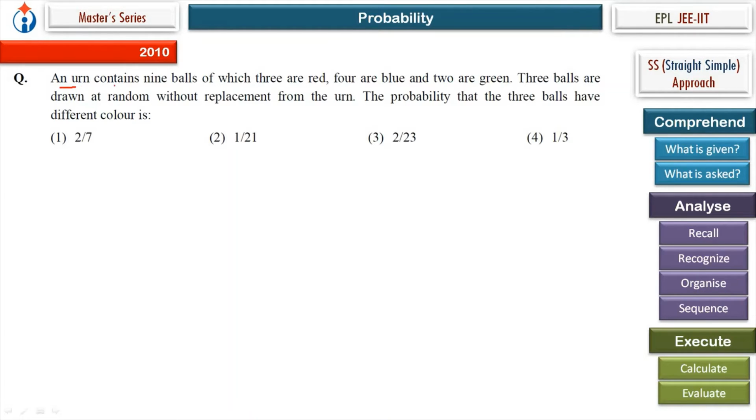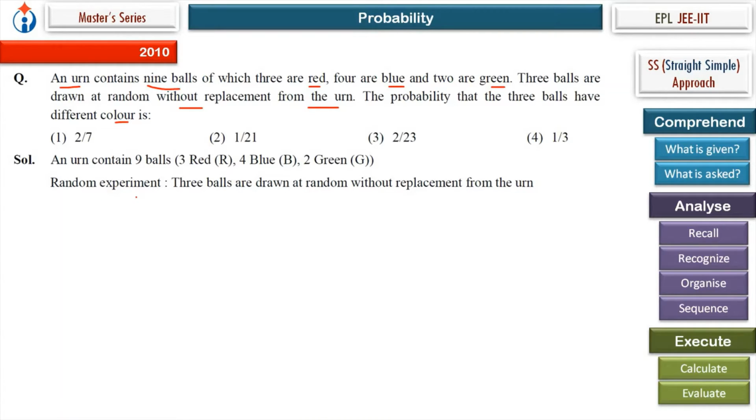What is given? An urn contains 9 balls, of which 3 are red, 4 are blue, 2 are green. 3 balls are drawn at random without replacement from the urn. So एक urn है जिसमें 9 balls हैं, 3 red, 4 blue, 2 green, and 3 balls are drawn at random without replacement. Now the probability that the 3 balls have different colors. So what is asked? The probability that the 3 balls have different colors. So let's start. So this is given: 9 balls, 3 red, 4 blue, 2 green.